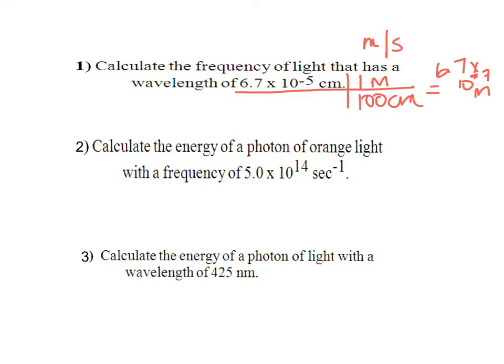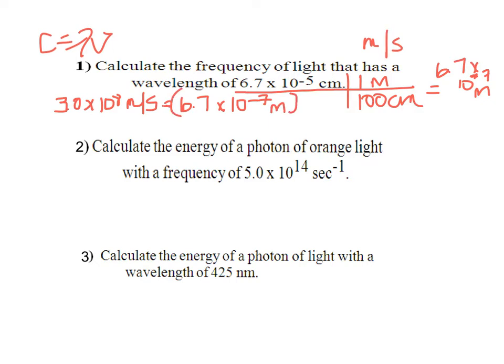So now we can take that 6.7 times 10 to the -7 meters and plug it into our C equals lambda nu. Speed of light is 3.0 times 10 to the 8 meters per second, and that's equal to my wavelength of 6.7 times 10 to the -7th meters, and then my V is what I'm solving for. So when I plug all of that into my calculator, I get 4.5 times 10 to the 14th, and my unit, remember, is 1 over seconds, or per seconds.